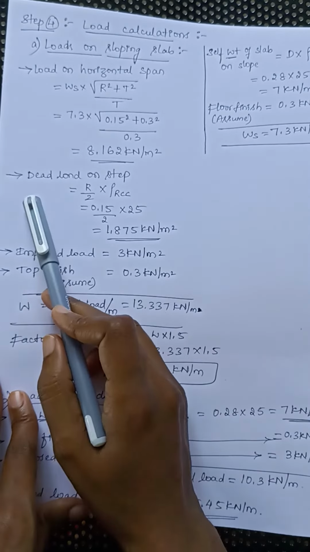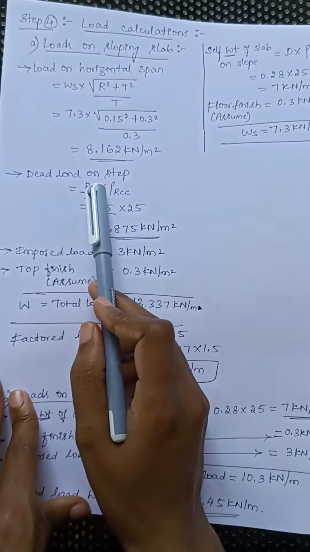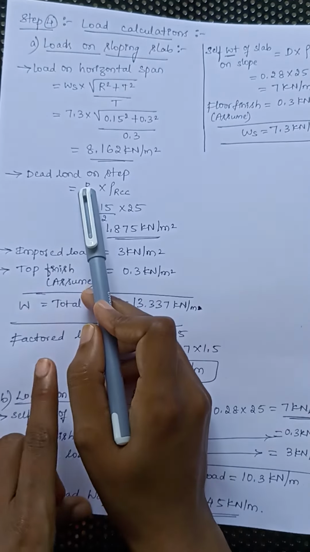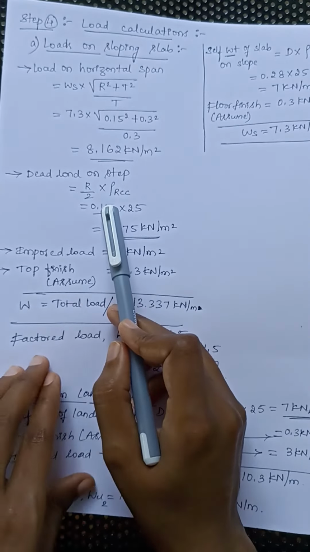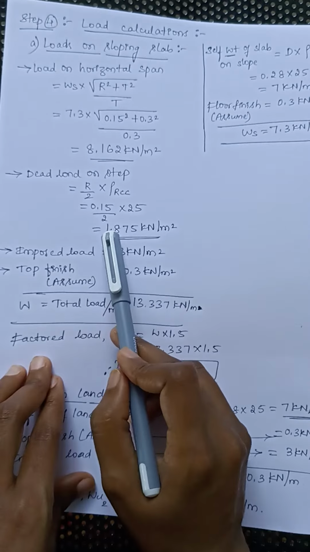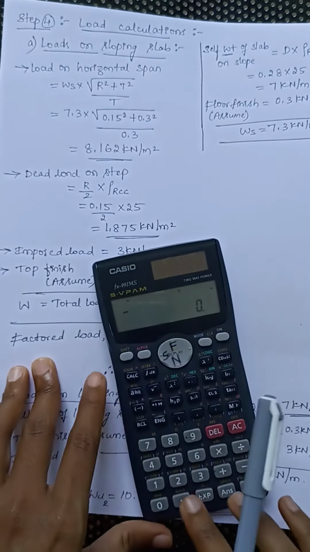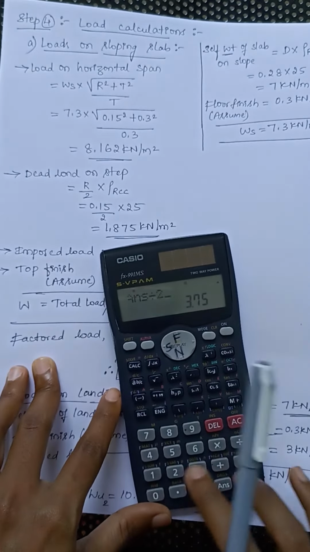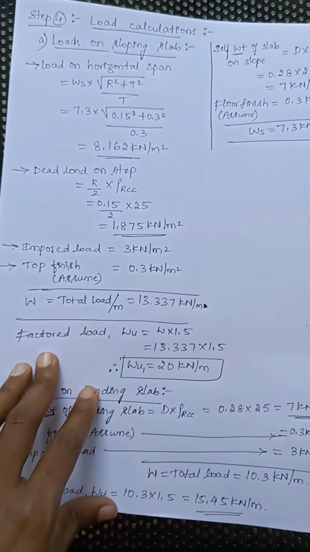So then moving to the dead load which is acting on the step, that is found by the formula r divided by 2 into density of RCC, where r represents the height of the rise and which is 150 mm. If you convert that in terms of meter, you get 0.15 divided by 2 into 25. Let us try to simplify this. While simplifying, you need to multiply 0.15 with 25, then divide that with 2. You will get 1.875 kilonewton per meter square.